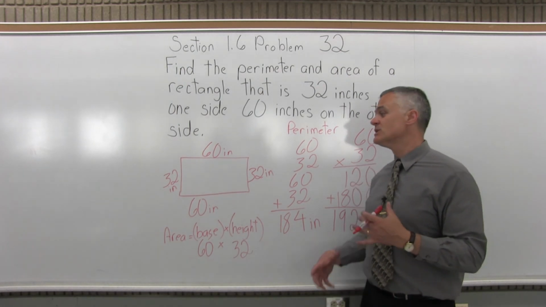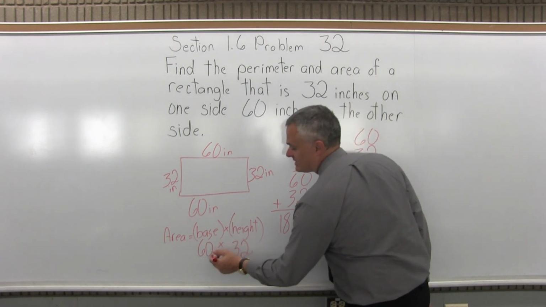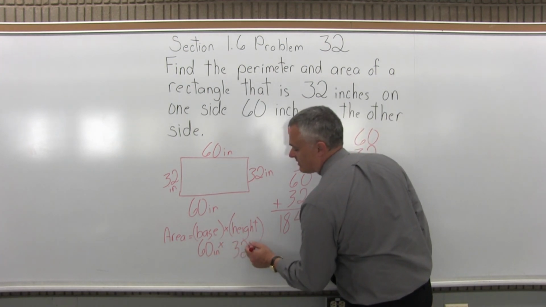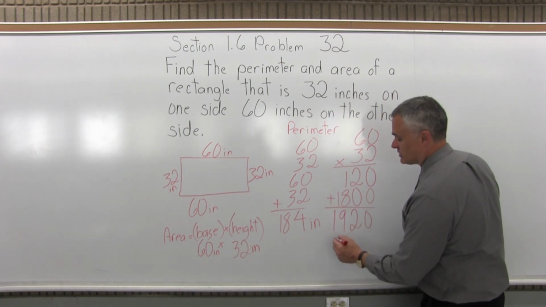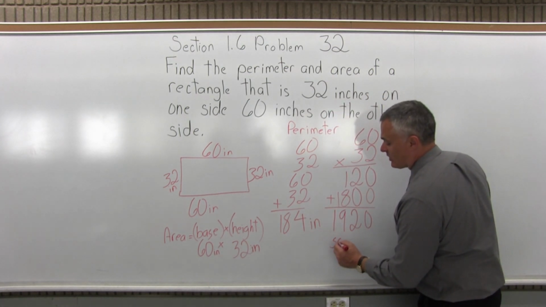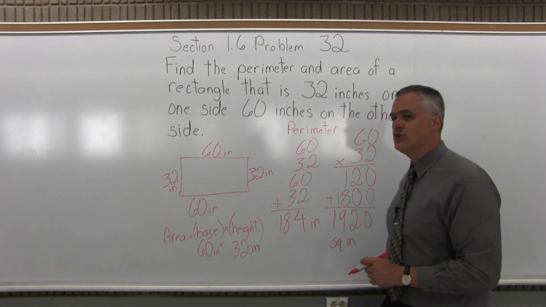Now this isn't just inches because it's area, it's square inches. Because really when I multiplied 60 times 32 is 60 inches times 32 inches. So the inches times inches is inches squared or square inches. So it's 1,920 square inches, which you can write out or you can abbreviate SQIN.